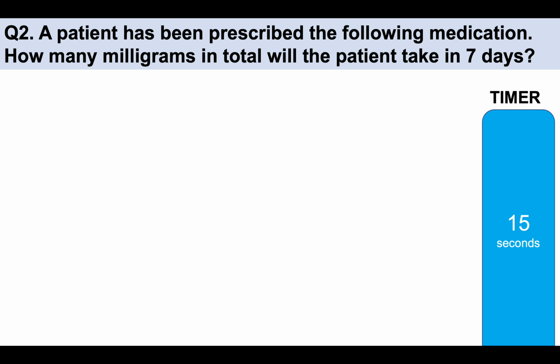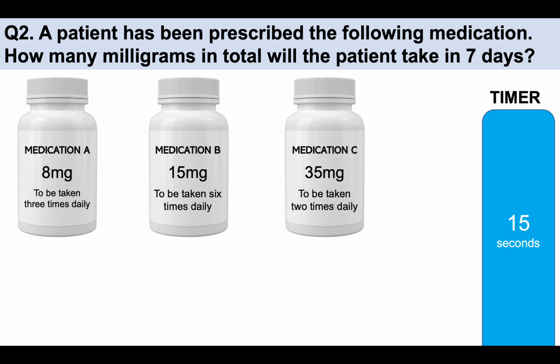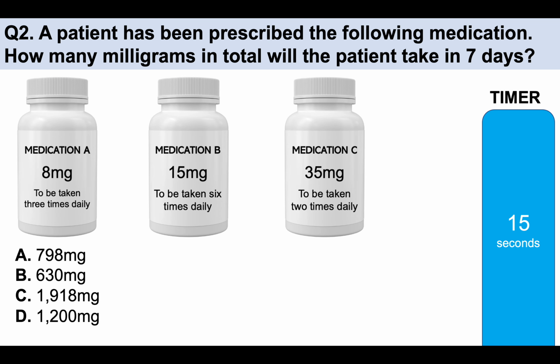Question 2. A patient has been prescribed the following medication. How many milligrams in total will the patient take in 7 days? Don't forget to read the labels. Is it A, 798 milligrams? B, 630 milligrams? Is it C, 1,918 milligrams? Or D, 1,200 milligrams? Here's your 15-second timer.